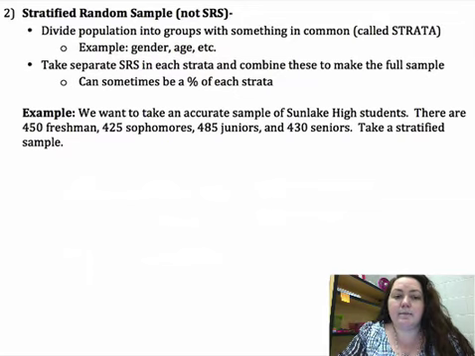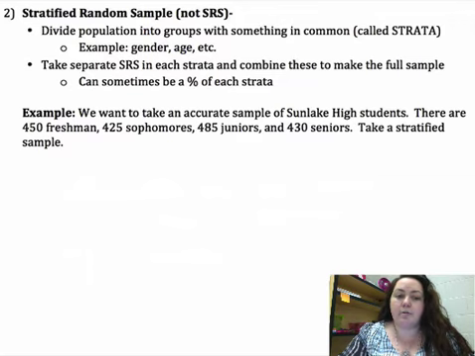And then we'd take a simple random sample, take separate simple random samples for each strata and combine these to make a full sample. Okay, so it can sometimes be a percent of each strata. An example: we want to take an accurate sample of Sun Lake High School students. There are 50 freshmen, 425 sophomores, 485 juniors, and 430 seniors.